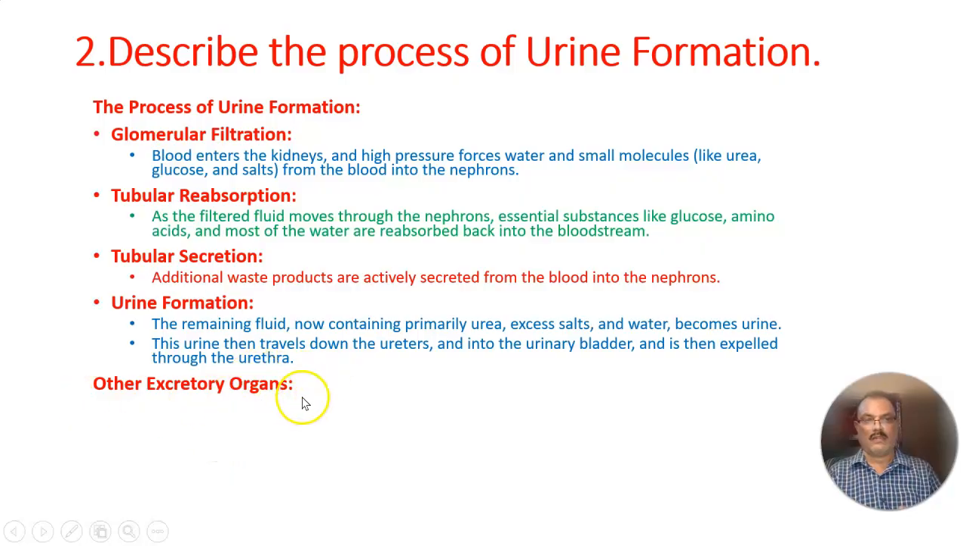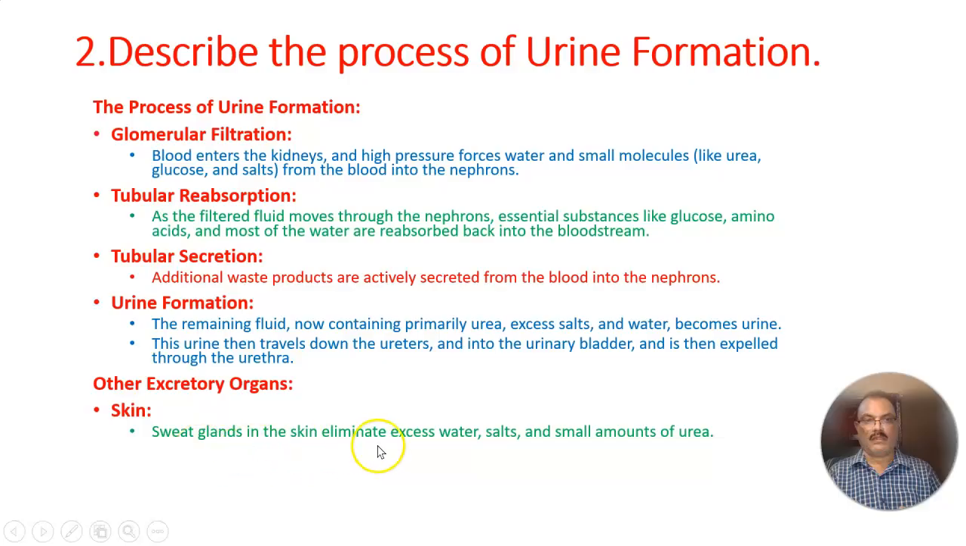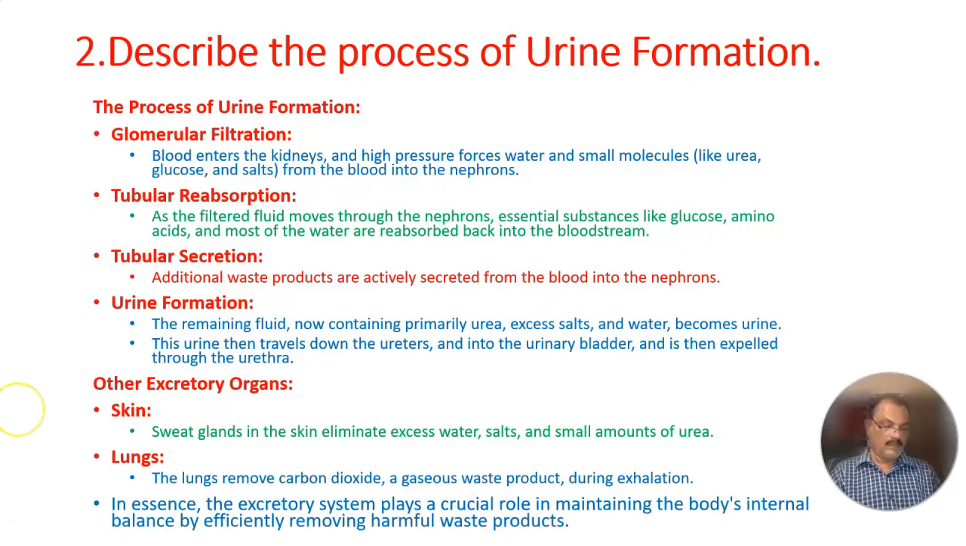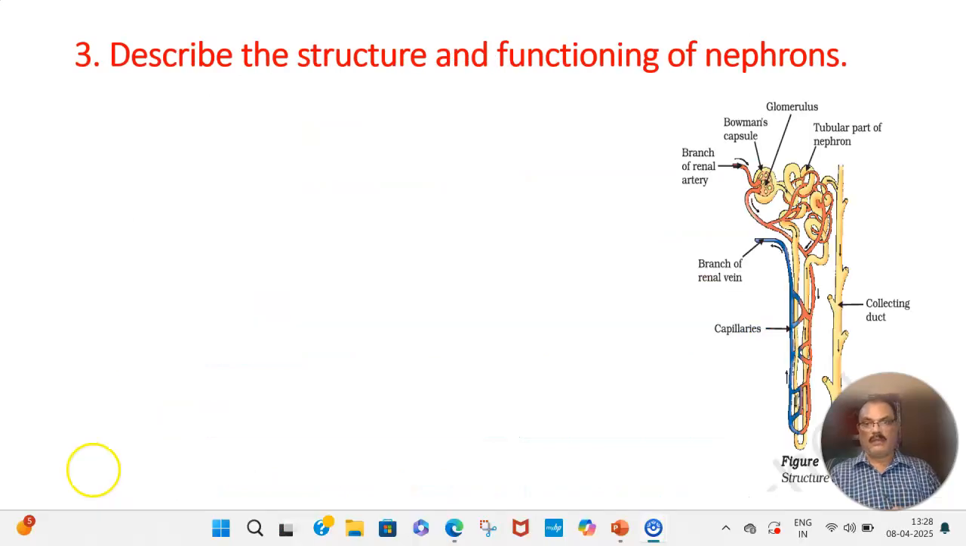Other excretory organs. Skin. Sweat glands in the skin eliminate excess water, salts, and small amounts of urea. Lungs. The lungs remove carbon dioxide, a gaseous waste product, during exhalation. In essence, the excretory system plays a crucial role in maintaining the body's internal balance by efficiently removing waste products. Understood? Here's a simplified version of the answers tailored for a 10th grade level.